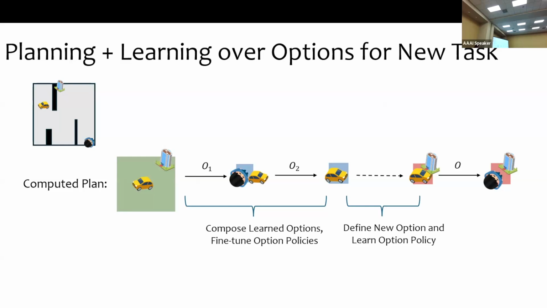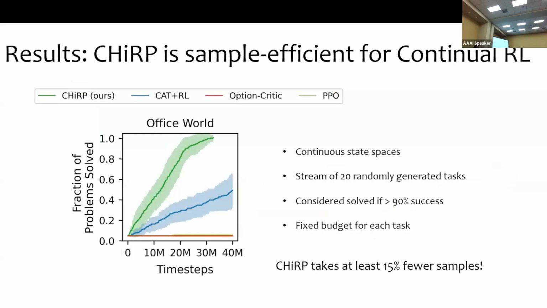Here, I'm just showing how, once we have a set of options that we've learned, we can compute a plan over the options. We've also proposed a novel planner which would compose the options, but also bridge gaps between options. So we can define a new option that bridges the gap between sequences of options, and then later on learn a policy and abstractions for those empty options.